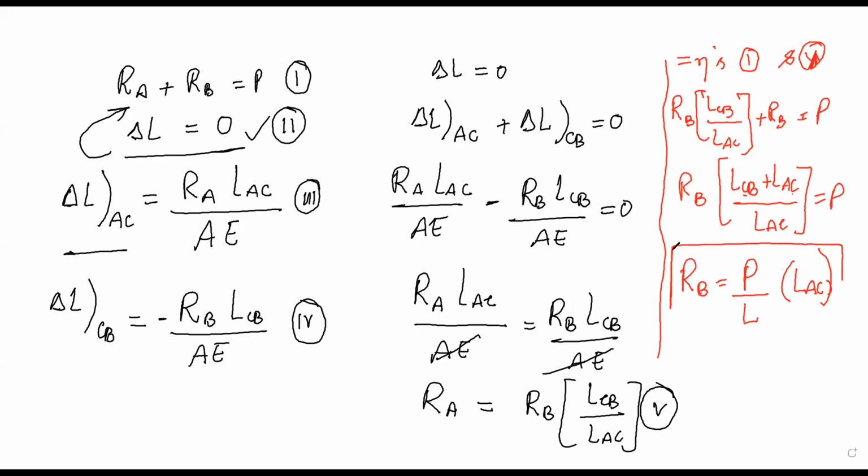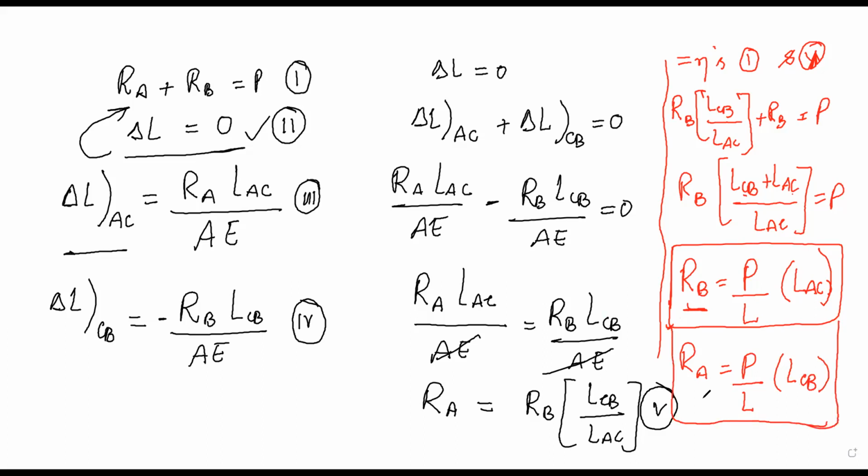We have to find the value of RB. Similarly, substituting the value of RB back into equation 1, we get RA is equal to P by L into LCB. This will be the value of RA. We had to find RA and RB, but we had only one equation and two unknowns. So we calculated RB and RA with the help of one more equation. This is called the compatibility equation, and the overall problem was a statically indeterminate problem.